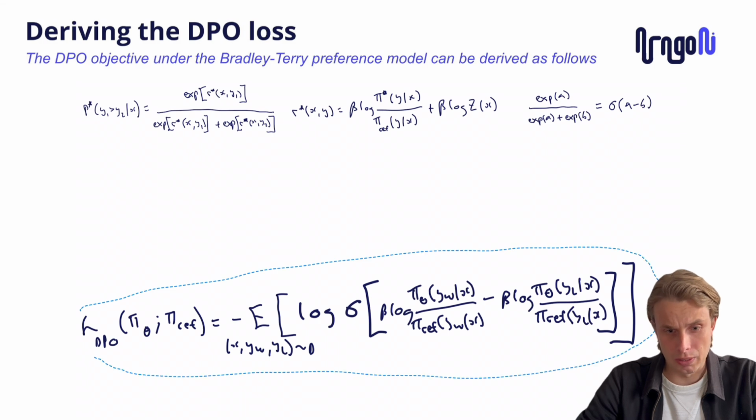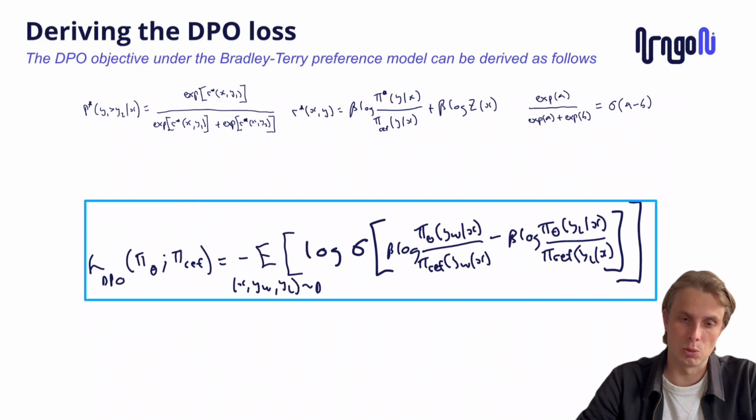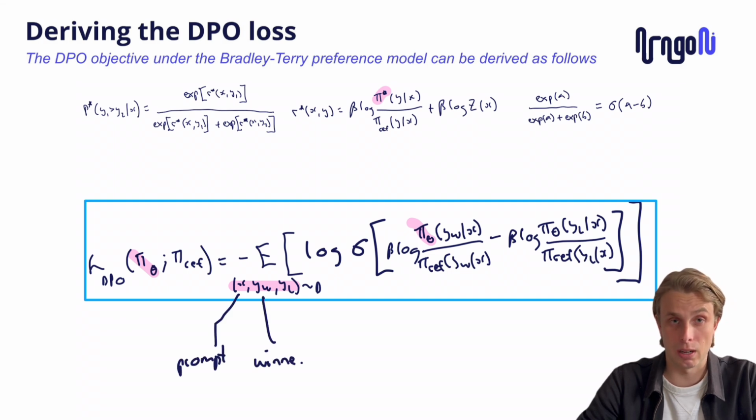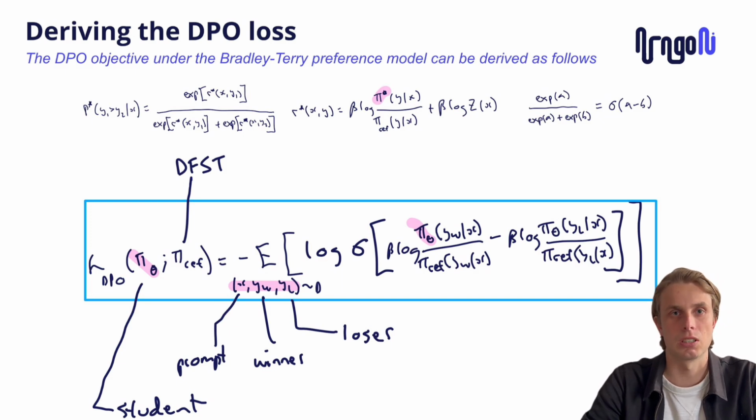To highlight what we're doing here, we are taking this pi theta, which we'll highlight in a second, which is the student that we're trying to train. It comes from our reward model. We also have our X, which is our prompt, our YW, which is our winning response, and our YL, which is our losing response. We have as well our pi theta, which is the student, and our pi reference, which is the supervised fine-tuning results. So this FST should actually be SFT. That's a typo there. But effectively, we have now gotten our loss function for the DPO objective.